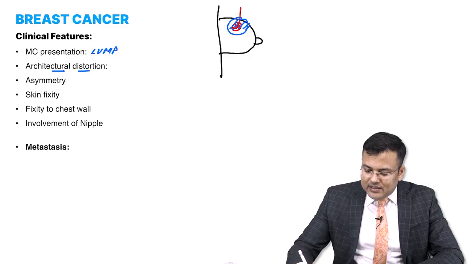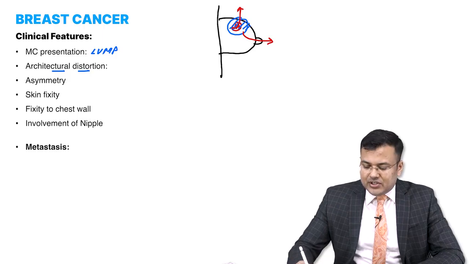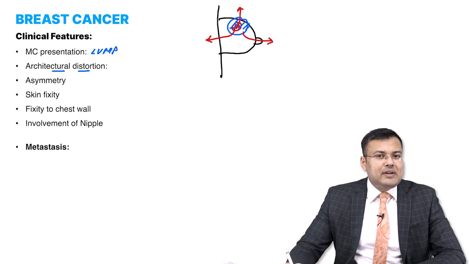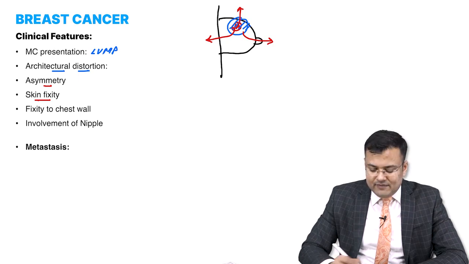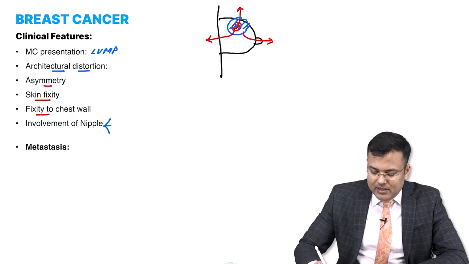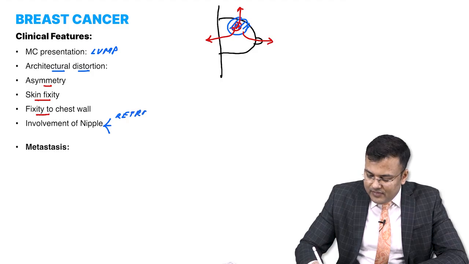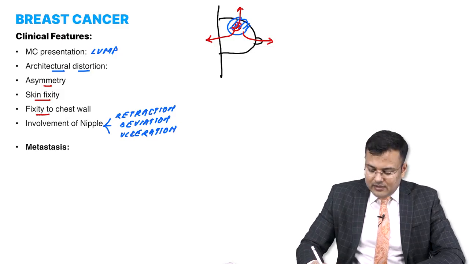After that, the malignancy is going to involve the breast skin, so there will be skin fixity. It is going to involve the nipple. There will be nipple retraction, deviation, ulceration. And it is going to involve the chest wall, so there will be fixity to chest wall. And if the nipple is involved, what will happen? Nipple retraction, nipple deviation or nipple ulceration. These are the findings. Clear?